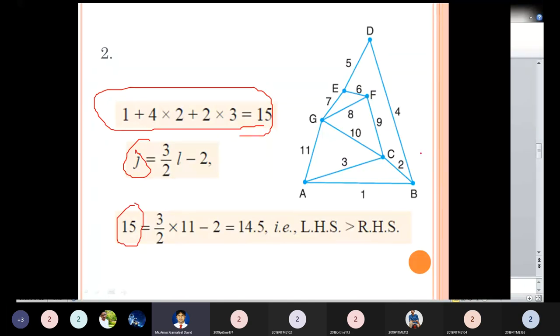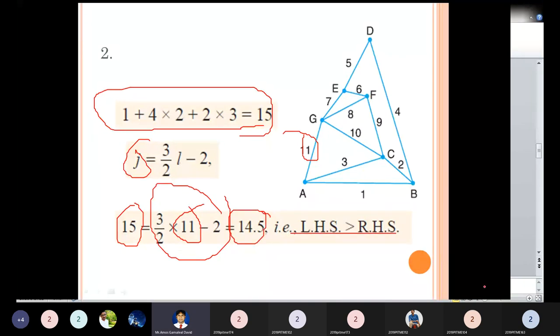Now count how many links are there. Count the links and see. Count the L value. How many are there? How many links are there? Count and tell. It's already put there. How many? 11. Yes, 11. Okay, 11 links are there. So I'm putting L value 11 here. Okay, so if I do it, what am I getting? 14.5 only I'm getting. So what does it mean?